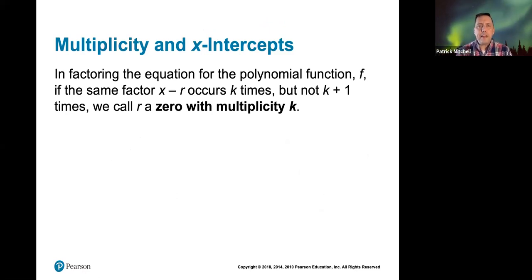So here's another thing that sounds very complicated, but is really very simple. In factoring the equation for the polynomial function f, if the same factor x minus r occurs k times, but not k plus 1 times, we call r, the number r, a 0 with multiplicity k. So, you know what? This might be a good time to go back to the tablet.